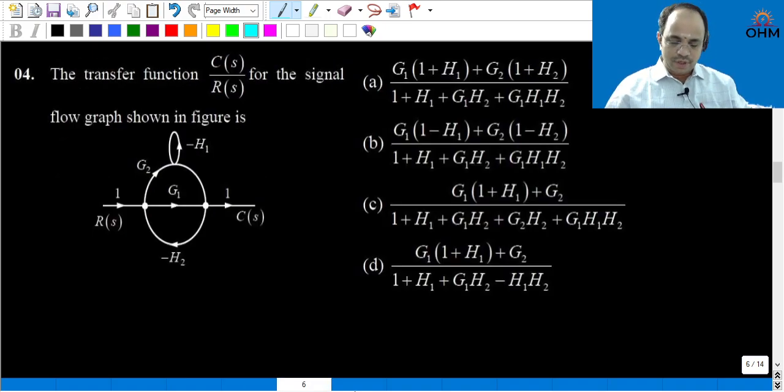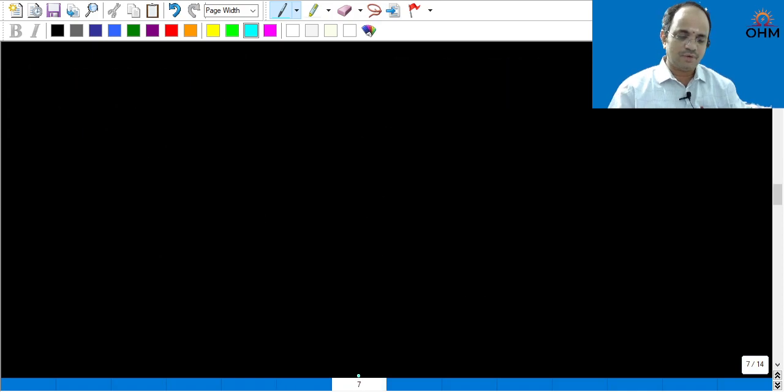Now, let us look into fourth question. The transfer function C of s by R of s for the signal flow graph shown in the figure is, one graph is given and 4 options. We need to find out what is the correct answer from this one.